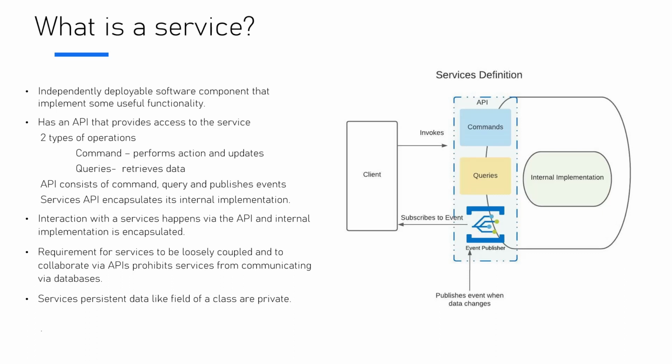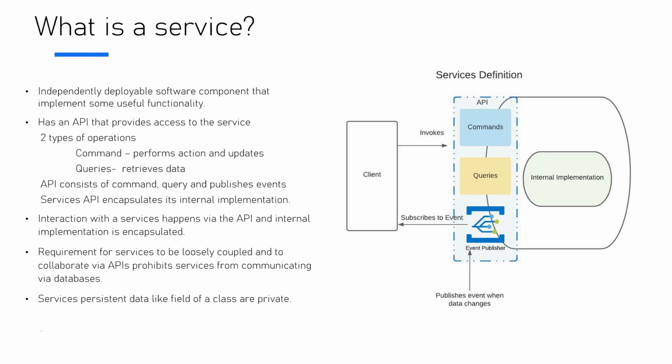So interaction with the service happens via API, and the internal implementation is completely encapsulated. The whole idea is that the internal implementation, which is shown on the right-hand side, is completely encapsulated. Nothing gets outside. So the requirement for services to be loosely coupled and to collaborate via API prohibits the service from communicating via databases. Earlier, we had the monolithic application architecture where we would write to a database and communicate via the database. That can be done and dusted with. We don't have that idea here.